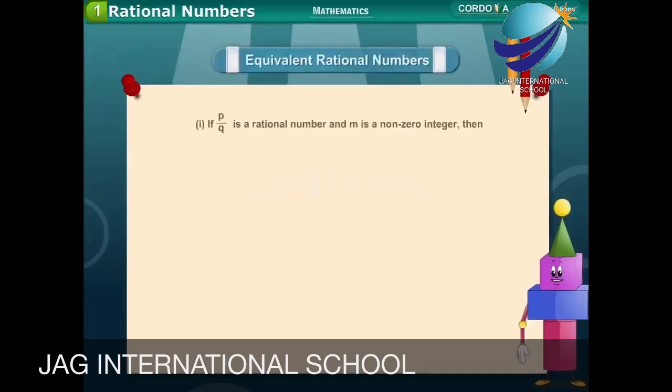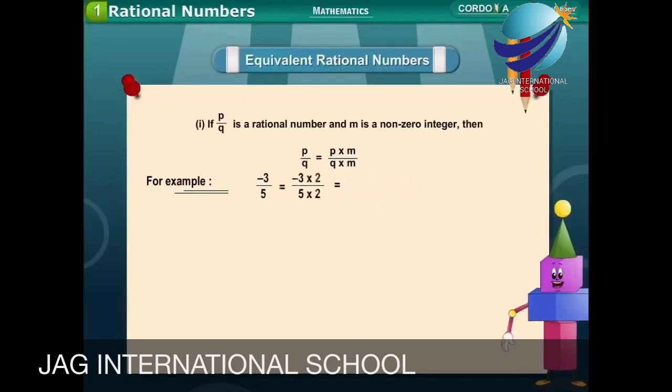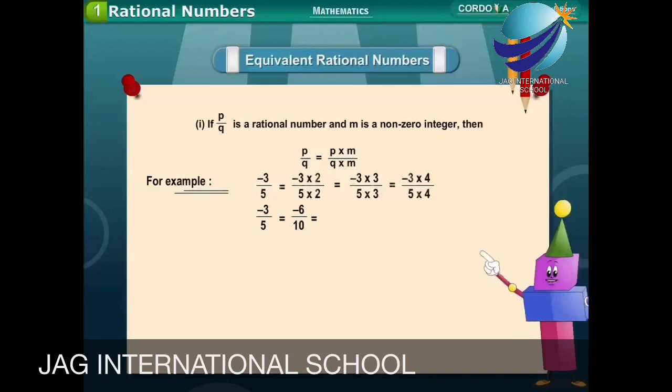Equivalent rational numbers. If p upon q is a rational number and m is a non-zero integer, then p upon q is equal to p into m upon q into m. For example, minus 3 upon 5 is equal to minus 3 into 2 upon 5 into 2, which is equal to minus 3 into 3 upon 5 into 3, which is equal to minus 3 into 4 upon 5 into 4. This implies minus 3 upon 5 is equal to minus 6 upon 10, which is equal to minus 9 upon 15, which is equal to minus 12 upon 20.